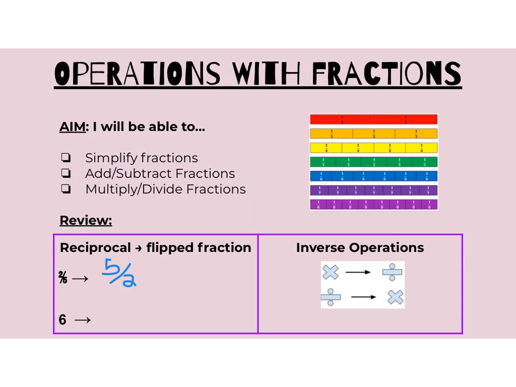Now, if you have a whole number, what you could do is make it a fraction by putting it over 1 and then flip it. So the reciprocal of 6 is 1/6. And we know inverse operations are the opposite operations. So the inverse of multiplication is division, and the opposite or inverse of division is multiplication.